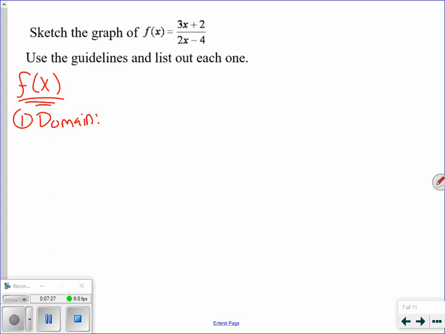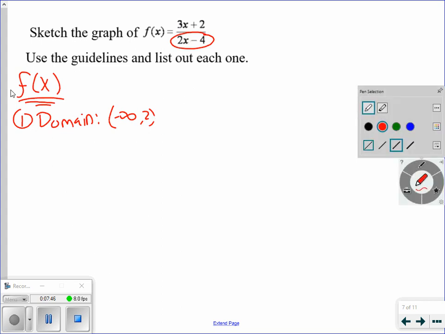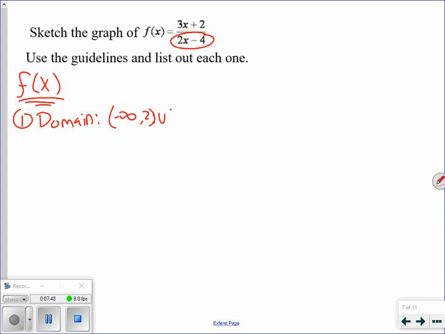The domain for a rational can be any number but what makes the denominator 0, right? So in this case, it looks like that's going to be equal to 2. So I'd say the domain is negative infinity to 2, as well as 2 to infinity. All right, so that's step 1, and that's just review. We know that we're going to have values everywhere but 2. So I know you already probably realized that's going to be a vertical asymptote, but we'll get to that.